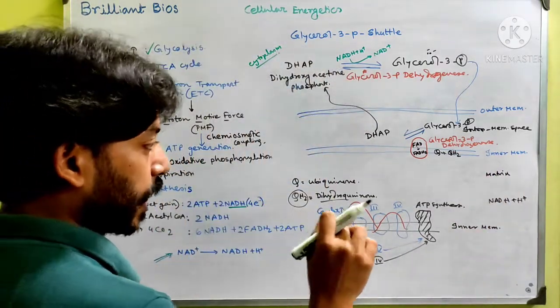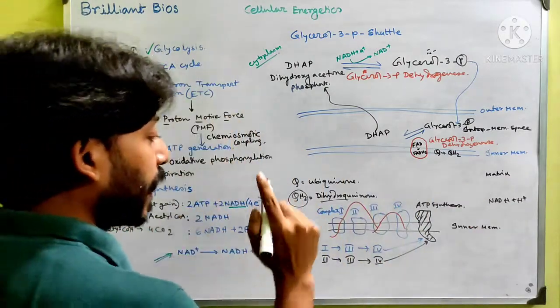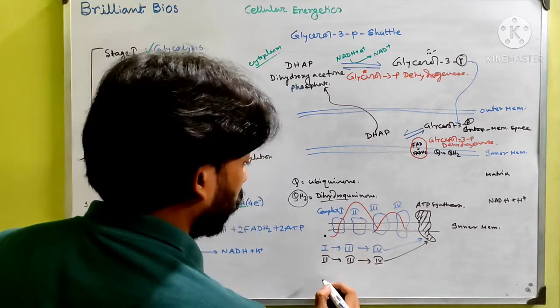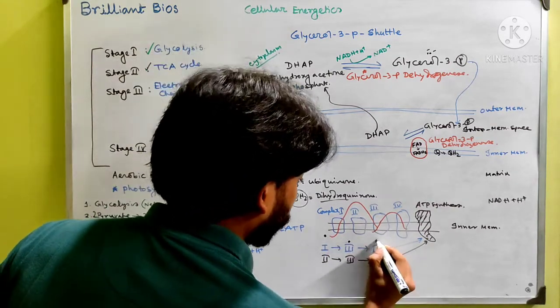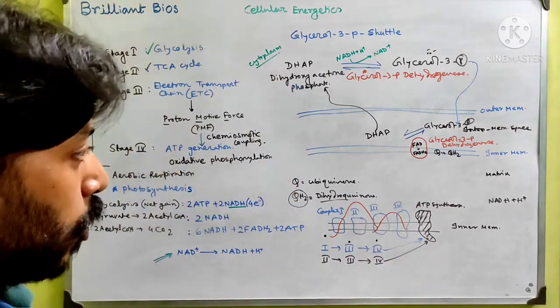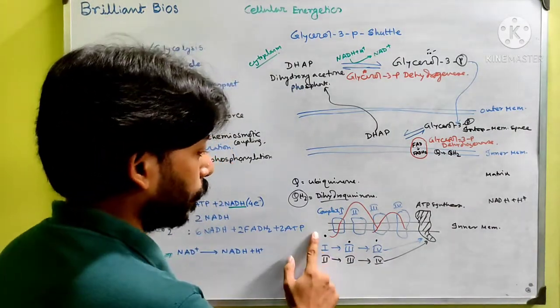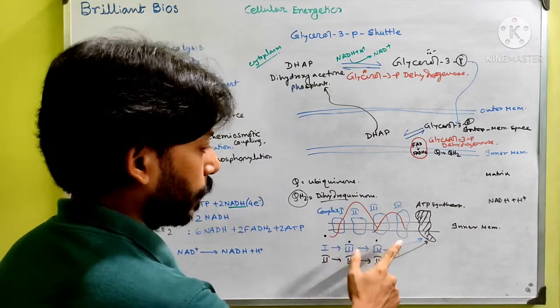When NADH takes part in the electron transport chain, the electron starts its journey from complex 1 to complex 3, then complex 4. You have to understand this first. When NADH releases electrons, it starts from complex 1, then complex 3, then complex 4.